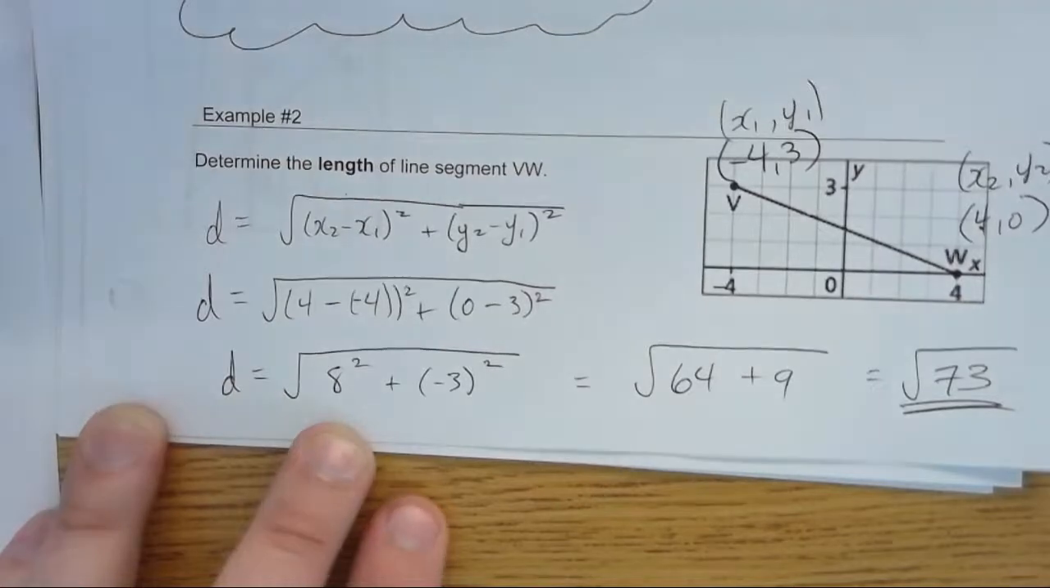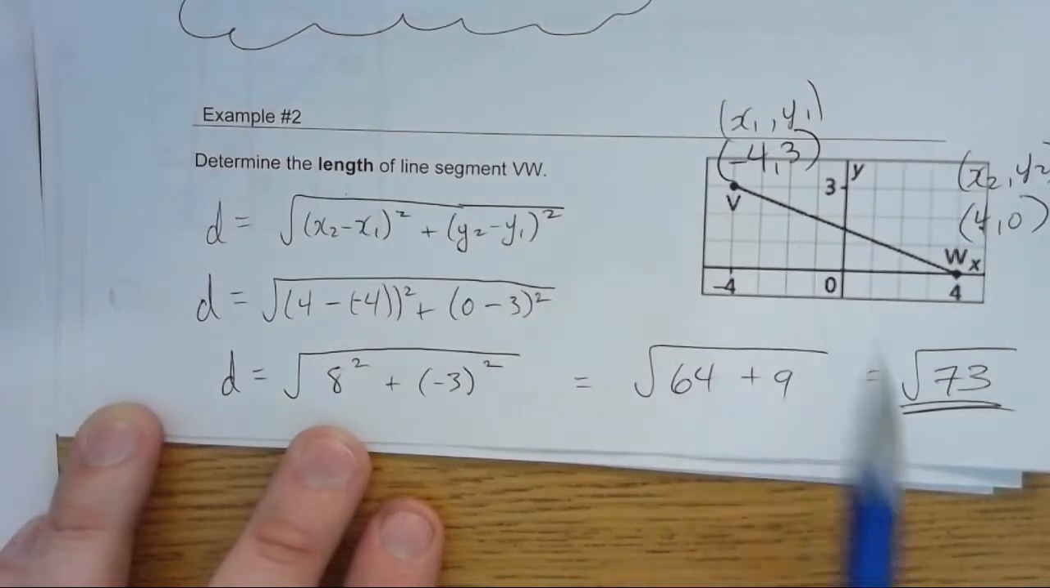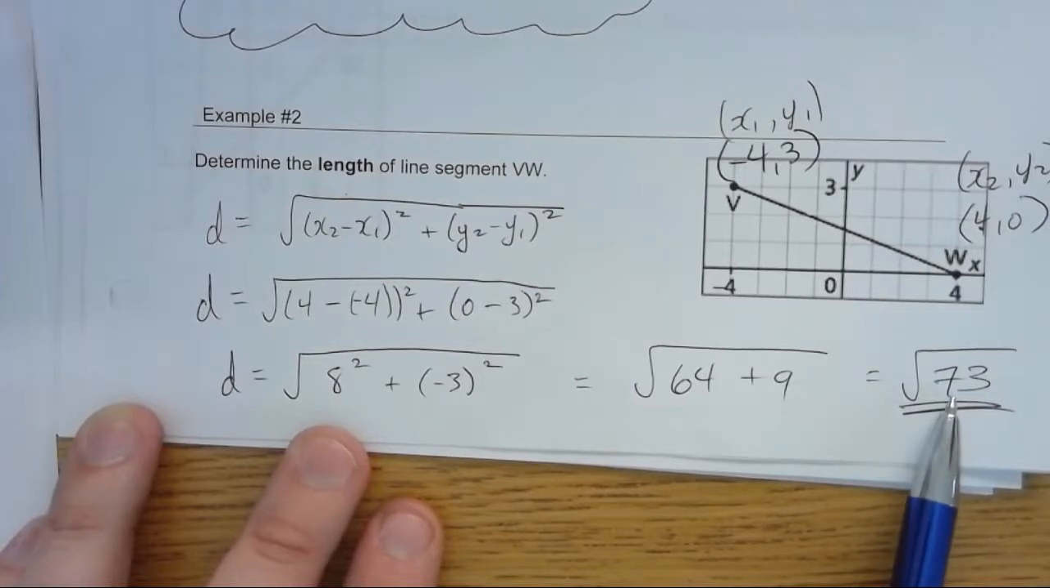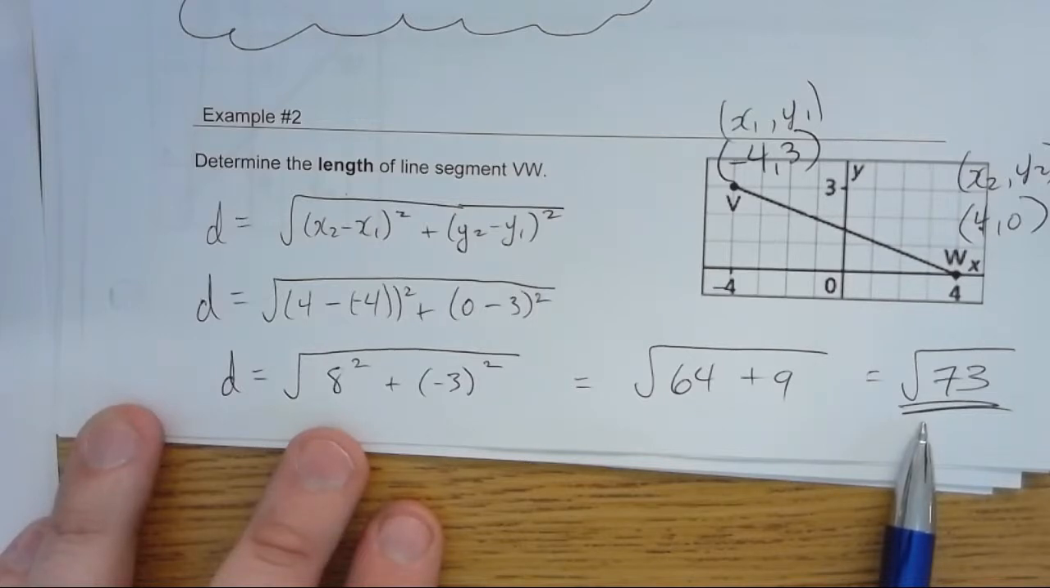And then, depending on my situation, say that this distance represented an actual measurement in the real world. Then I'd take my calculator, I'd square root 73, and I'd put an estimated decimal for the answer. If I just wanted the most exact answer, I'd leave it like this. This is not a simplifiable radical because I don't think there's any perfect squares in 73 other than 1. Nope, there isn't. Just thought about it. So there you go. That's my answer.